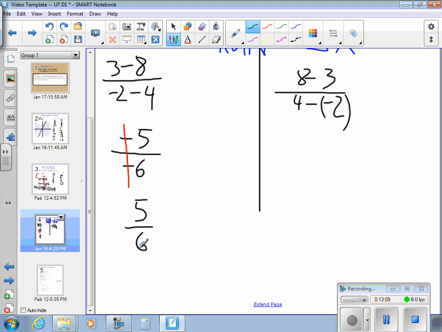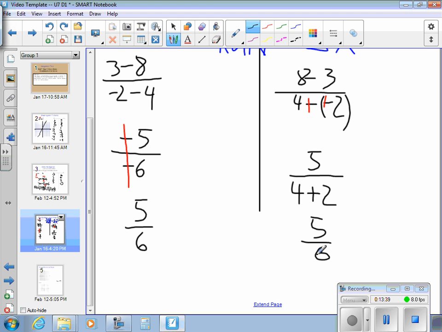Okay, let's do the subtraction on this other side. Well, 8 minus 3 gives me a positive 5. And this 4 minus negative 2, that's the same thing as 4 plus 2. Because, of course, this plus and this minus cancel each other out. So now 4 plus 2 is 6, so I'm going to have 5 over 6.